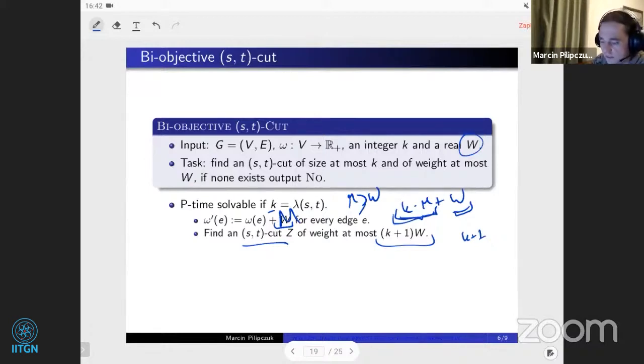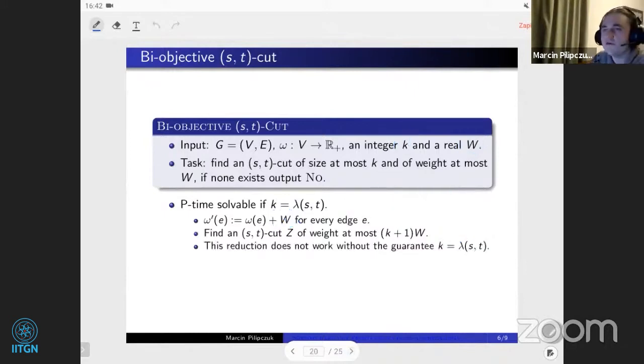This assumes that my original bound equals the size of the minimum cut, so I really need to find a minimum cut of as small weight as possible. But this reduction breaks down if we don't have the guarantee that we are looking for a minimum cut. If you look for a slightly larger cut that is not minimum but has small weight, then the reduction breaks down, because if you add a huge weight to every edge, suddenly cuts with higher weight but lower cardinality become more preferable.